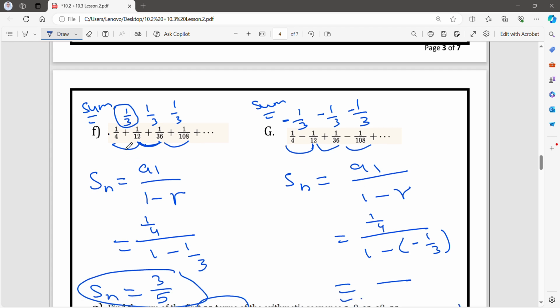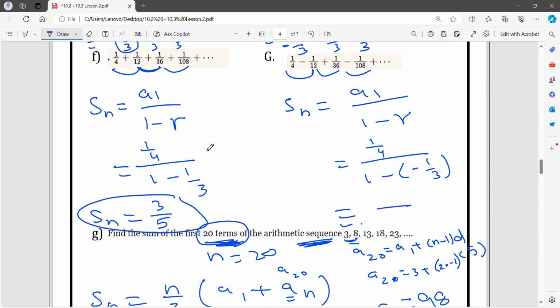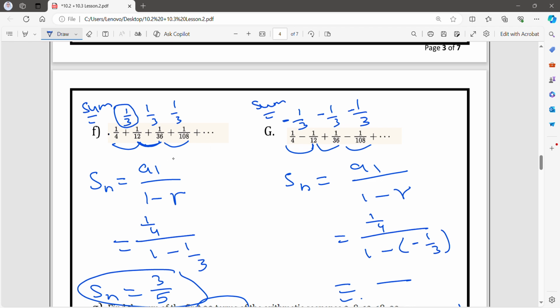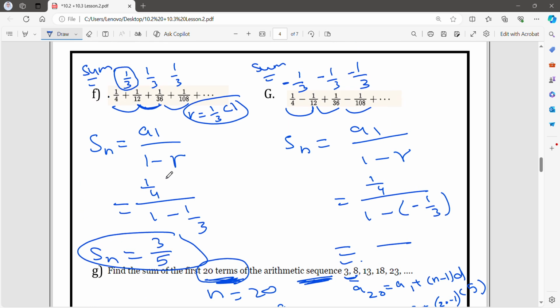Okay. You can see in part F, it's an infinite geometric sequence. How do I know? Because when you find the common ratio, it's 1 over 3, 1 over 3, 1 over 3, and the common ratio is the same. So that's why this is geometric and it's infinite. So definitely, first we have to check the R value. R is 1 over 3, which is less than 1. So it means the sum is possible, and we find the sum by using the infinite geometric sequence formula.